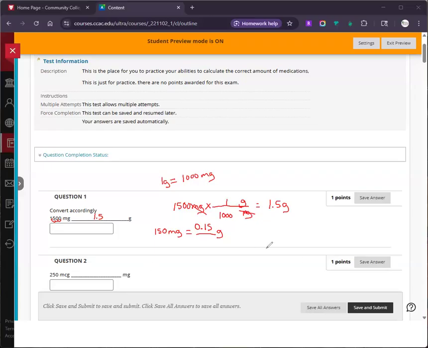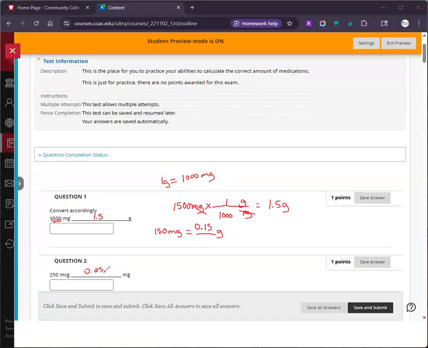What about the next one? What would the answer be to question number 2, the 250 micrograms to milligrams? I just want to see where everyone's at. Okay, that was quick. Cool. All right. So yeah, that would be 0.25 milligrams. Perfect.